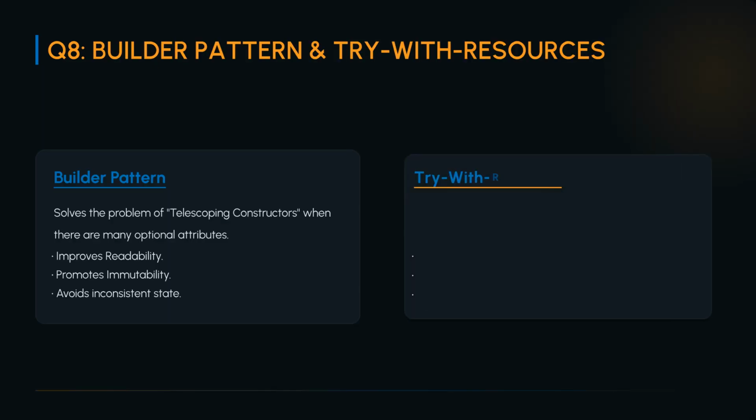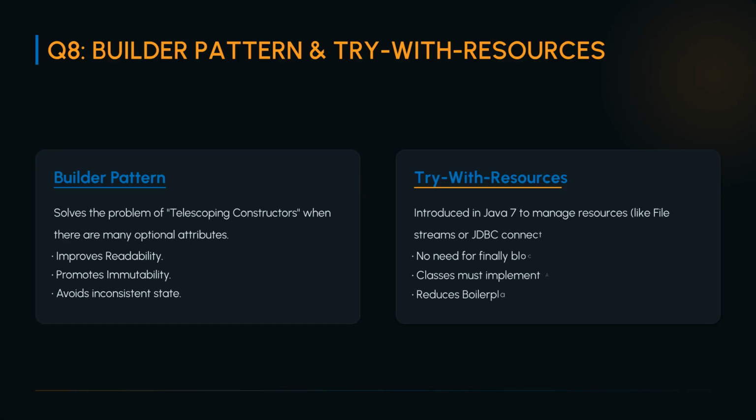Next question they asked me was on try-with-resources. Why we use it and how we use it. Try-with-resources is used to automatically close resources, so we don't need a finally block. They asked me a follow-up question: how do you use try-with-resources with a custom class like an Employee class? So the key point is your class must implement AutoCloseable or Closeable. So you define a close method inside your class and Java will automatically call it at the end of the try block. So that's how I explained it.